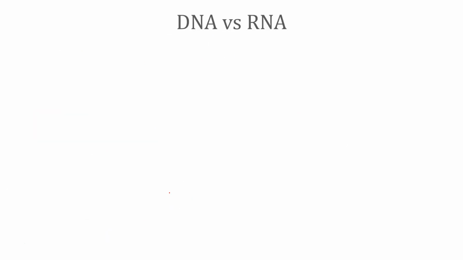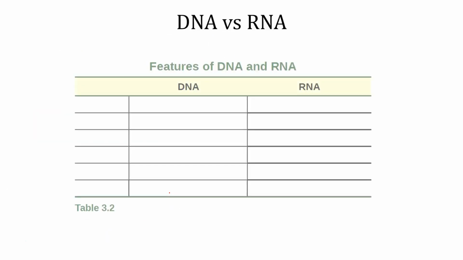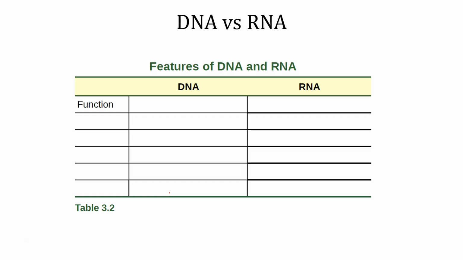All right, moving on. DNA versus RNA. There's a good chart here that kind of sums up some of the big differences between these, and you're going to want to be able to spot these differences on the exam. Okay. The first is the function. DNA is going to be the thing that carries most of the genetic information, whereas RNA is involved more in protein synthesis, so it makes proteins.